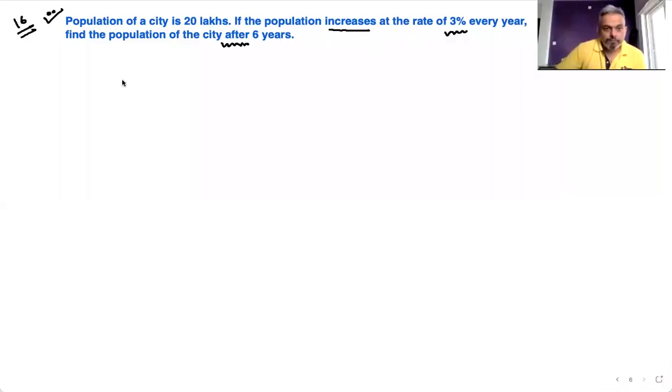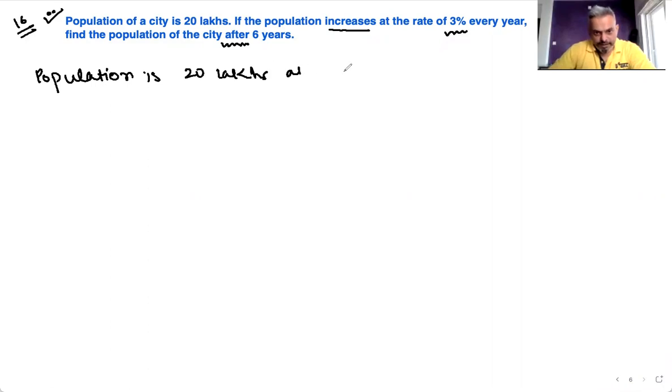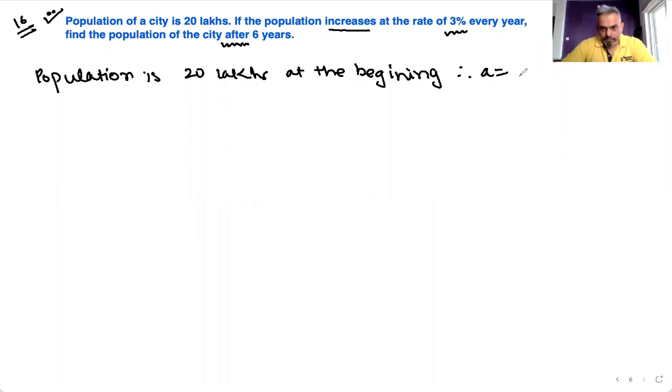Now, population is 20 lakhs at the beginning. Therefore, A is equal to 20 lakhs.